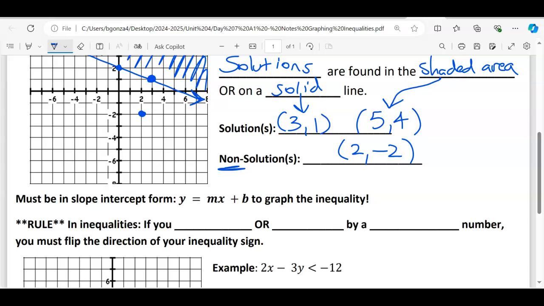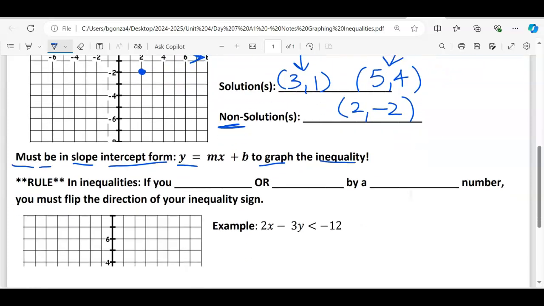Okay, this is important. To graph it, it must be in slope-intercept form, that y equals form. Doesn't that remind you of today, Monday and Tuesday's warm-up, where we're getting it into y equals format? That's the only way to graph the inequality, so make sure you know those steps. That's why we do those warm-ups.